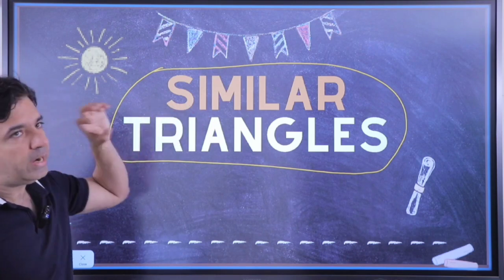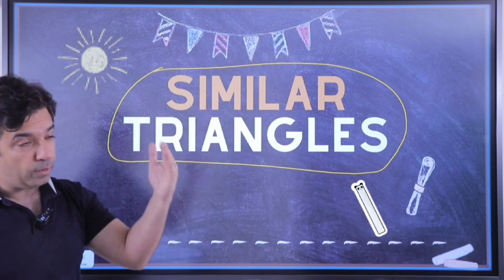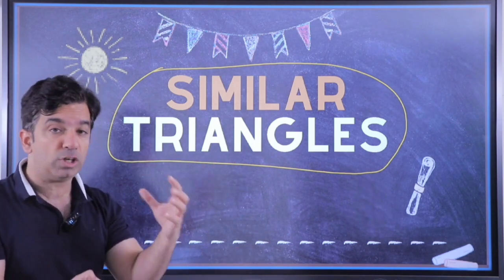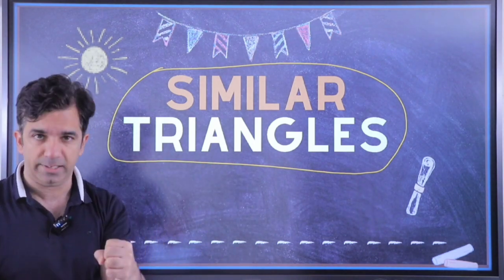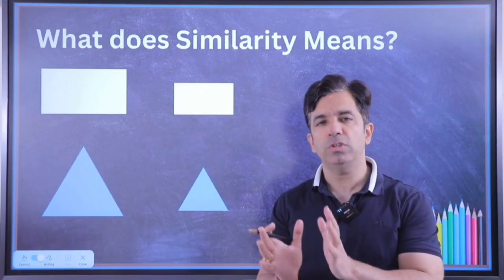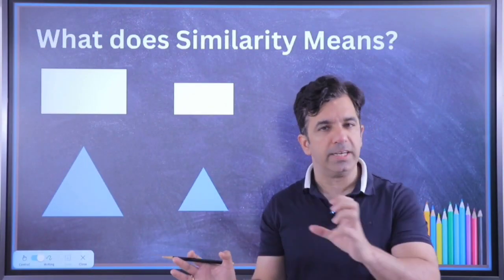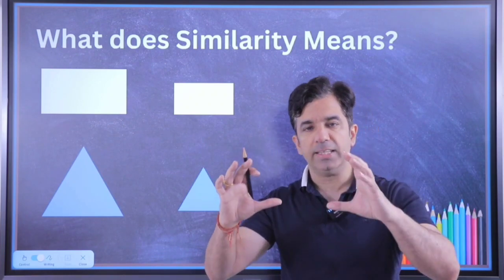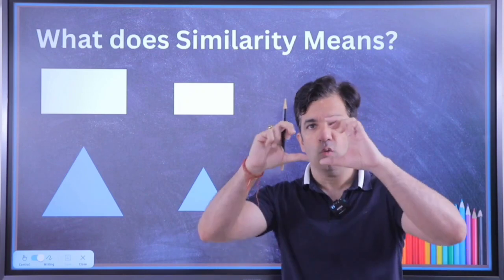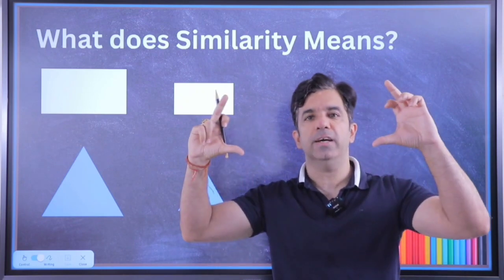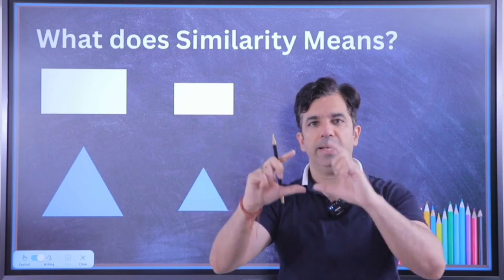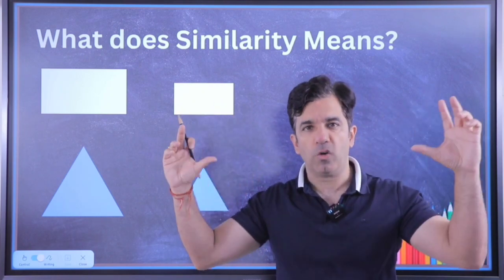Before even entering similar triangles, we'll first understand what similarity actually means. What is the core meaning of similarity? Let us first understand this. As the most basic understanding, just think that if two things are similar, it means that one thing has just been expanded or contracted in size. The same thing has just been expanded or contracted in size.